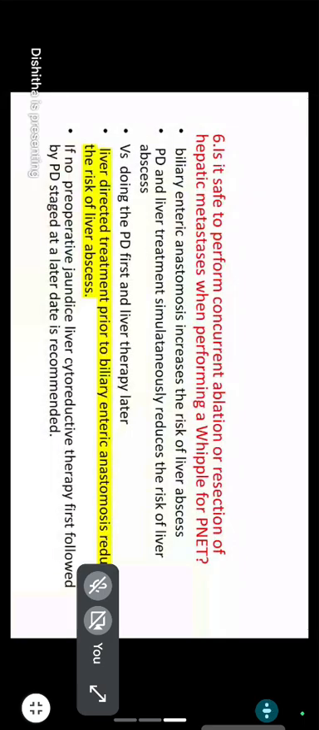So, is it safe to perform a concurrent ablation and resection of the hepatic metastasis when we are performing a Whipple's? Most of the studies have shown, in retrospective data, that whenever there is a biliary enteric anastomosis, like an HA, the risk of liver abscess is more. So if Whipple's and the liver treatment are done simultaneously, it reduces the risk of liver abscess, rather than doing a Whipple's first and liver therapy later. Or we can do a liver-directed therapy first and then plan for the surgery, thereby reducing the risk of liver abscess.